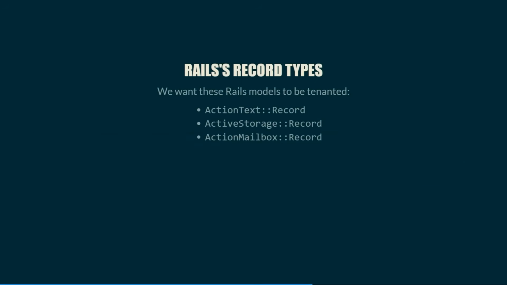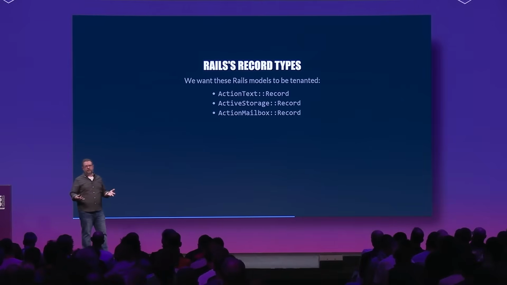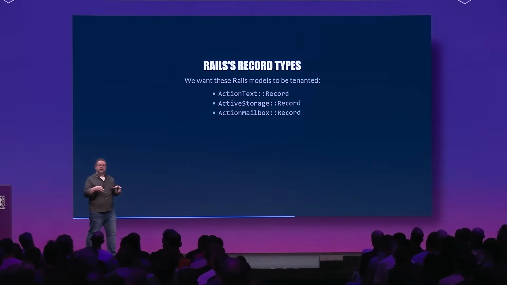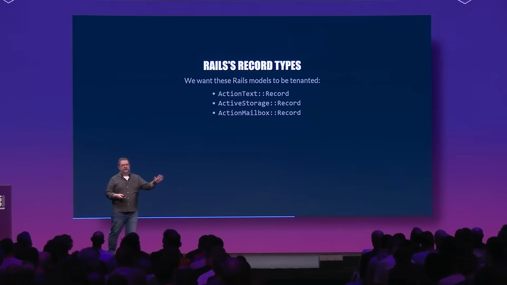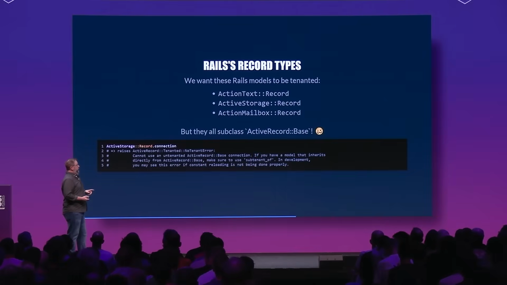So one great feature that's built in is handling all of the Rails records. If you use Action Text, Active Storage, or Action Mailbox, you know that these Rails libraries create their own models. And we want these models to still be in the tenanted database, right? We want to be able to do joins between a comment and an attachment and a blob, for example. So everything kind of needs to be in the same database.